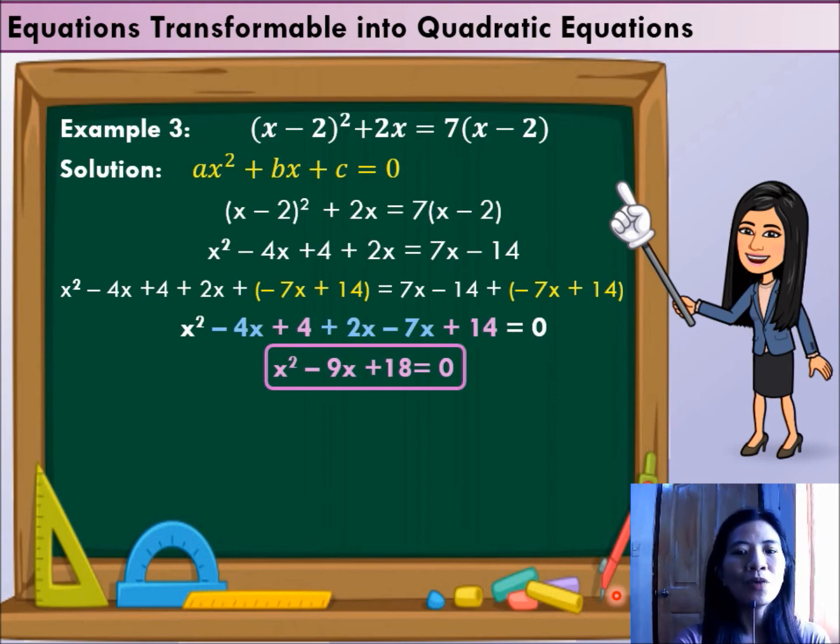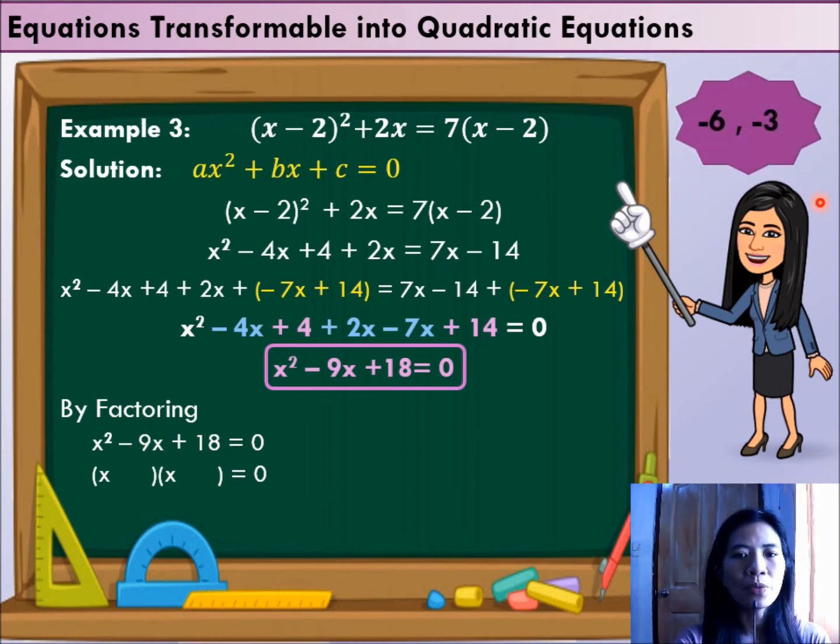So again, we are going to solve for the solutions, and we will use factoring. By using factoring, we are going to find the factors of this equation where the product is 18 and the sum is negative 9. What are the factors? We have negative 6 and negative 3. To check, negative 6 times negative 3 will be positive 18. Negative 6 plus negative 3 is negative 9. So we are going to put this into our equation.